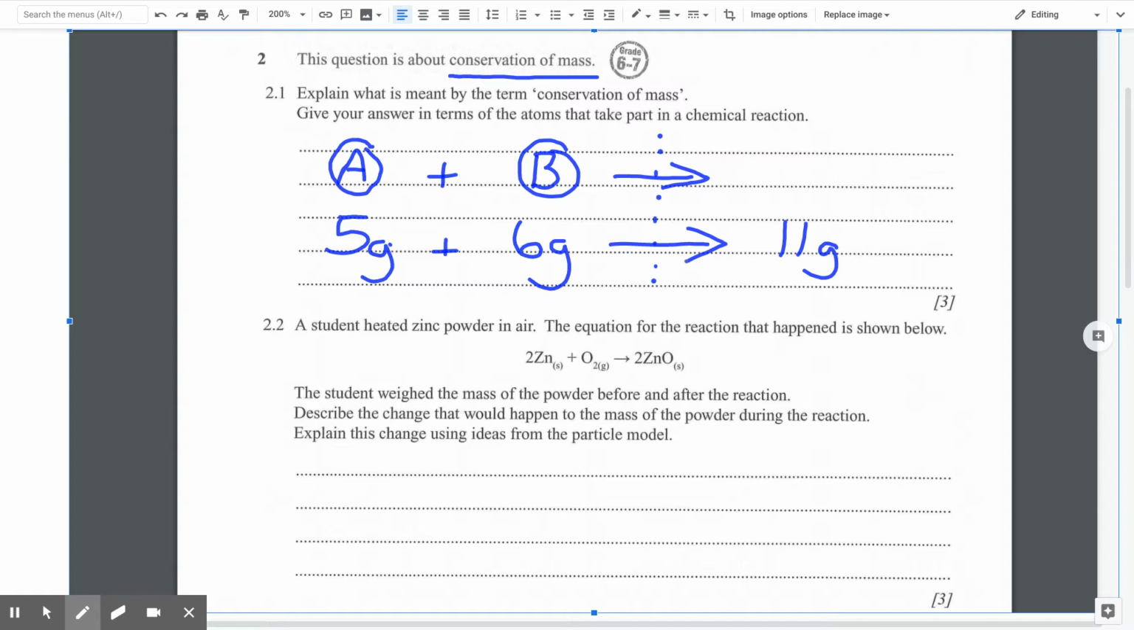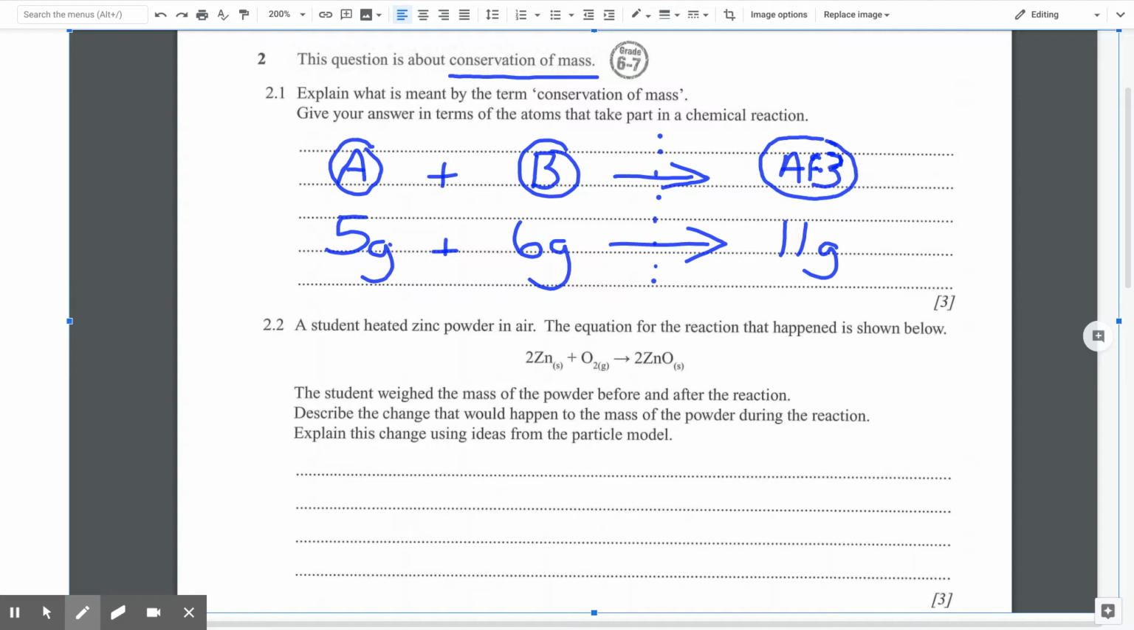And what must have happened is A and B must have combined in some way. We won't go into much more detail than this, but they should have combined to give us a compound, a new particle with an A and a B in there, again in the same ratios as the A and B on the left-hand side. So, for example, if there was one A and one B, there would still be one A and one B on the right-hand side, chemically combined in some way to give us that mass of 11 grams.